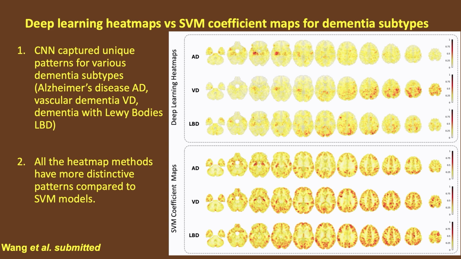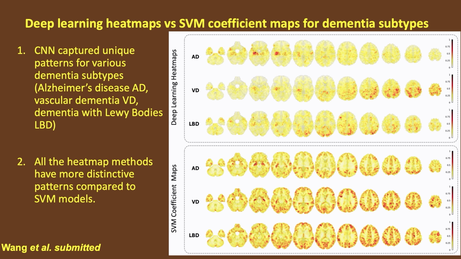database with post-mortem evaluation, and we have built again deep neural networks to classify patients with Alzheimer's disease versus vascular dementia and dementia with Lewy bodies. We focused on these three dementias just because the number of cases is much lower for other dementias. And we have used the IG method to get our heat maps, and excitingly, the deep learning heat maps can show distinctive patterns between the various dementias here.